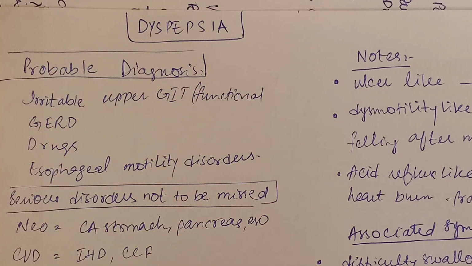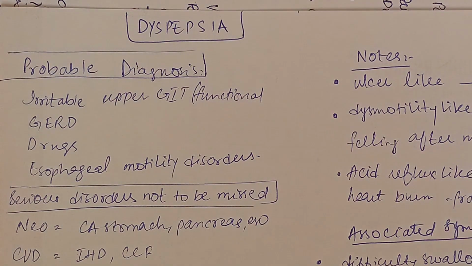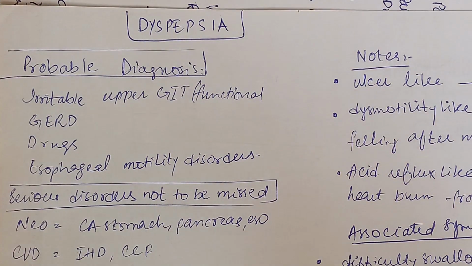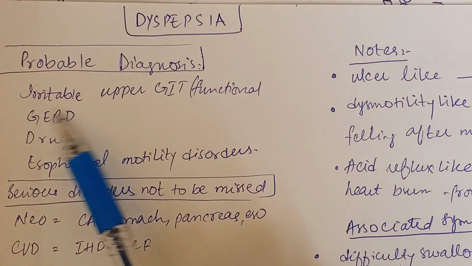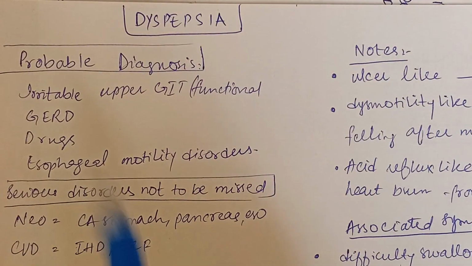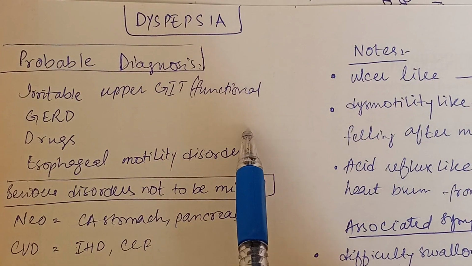So when dealing with dyspepsia, we can have many differential diagnoses. To aid our diagnosis, we are going to follow our diagnostic model, which starts with probable diagnosis. When a patient comes to you with the complaint of indigestion or dyspepsia in OPD, what can be the probable diagnosis you can think of? It is usually irritable or functional upper GIT. It can be functional when there is no systemic or structural cause found.